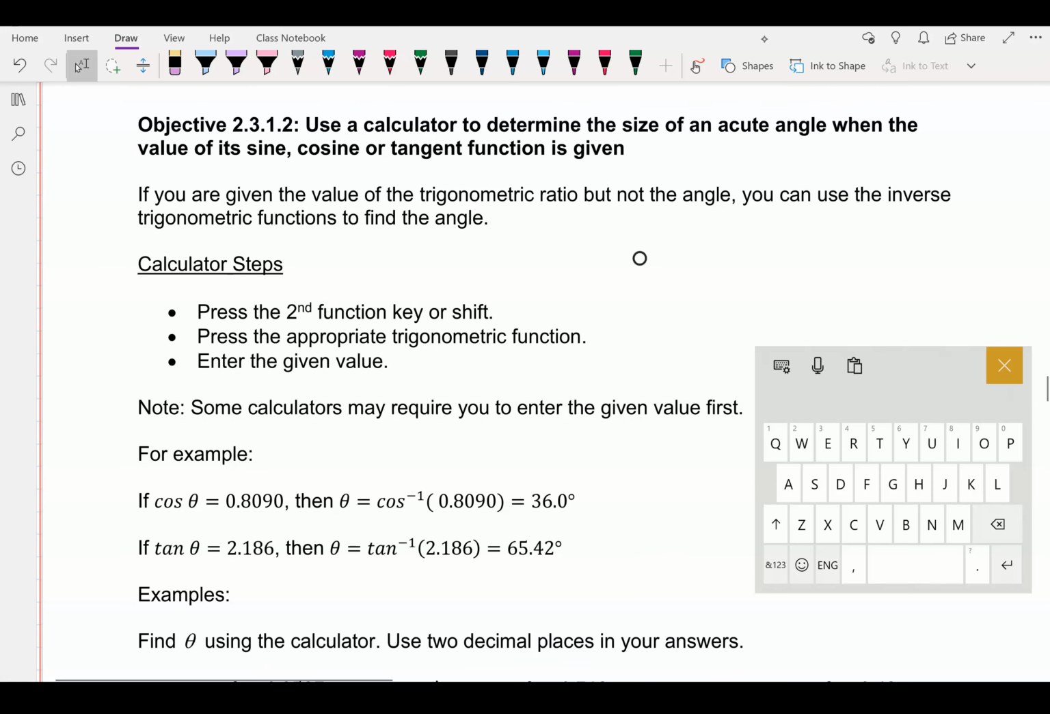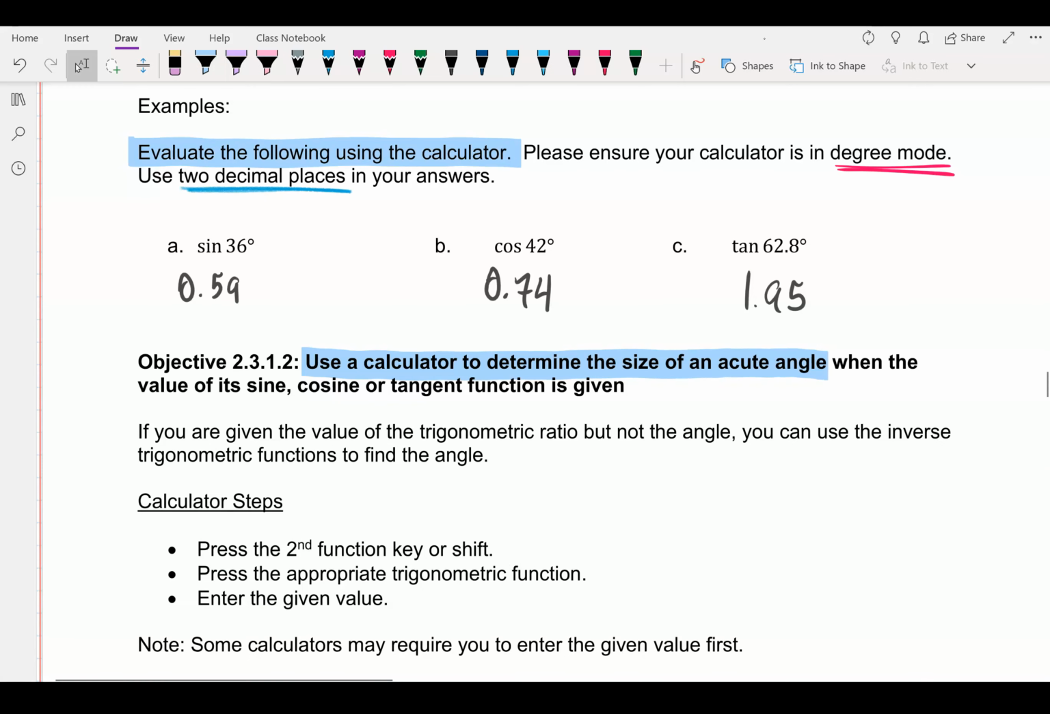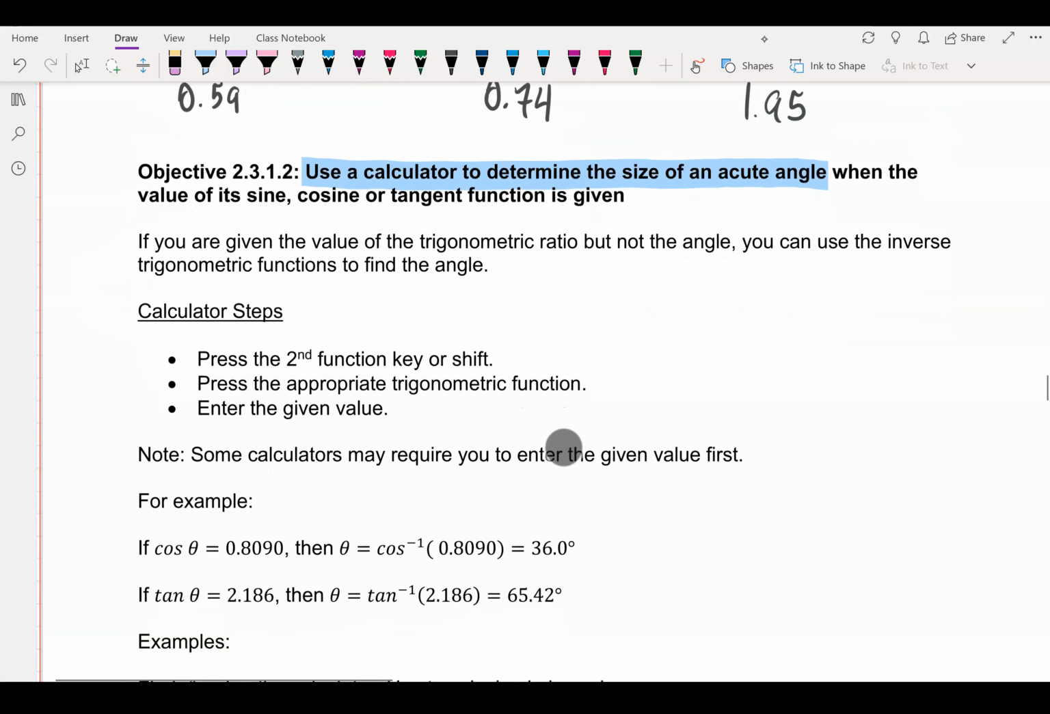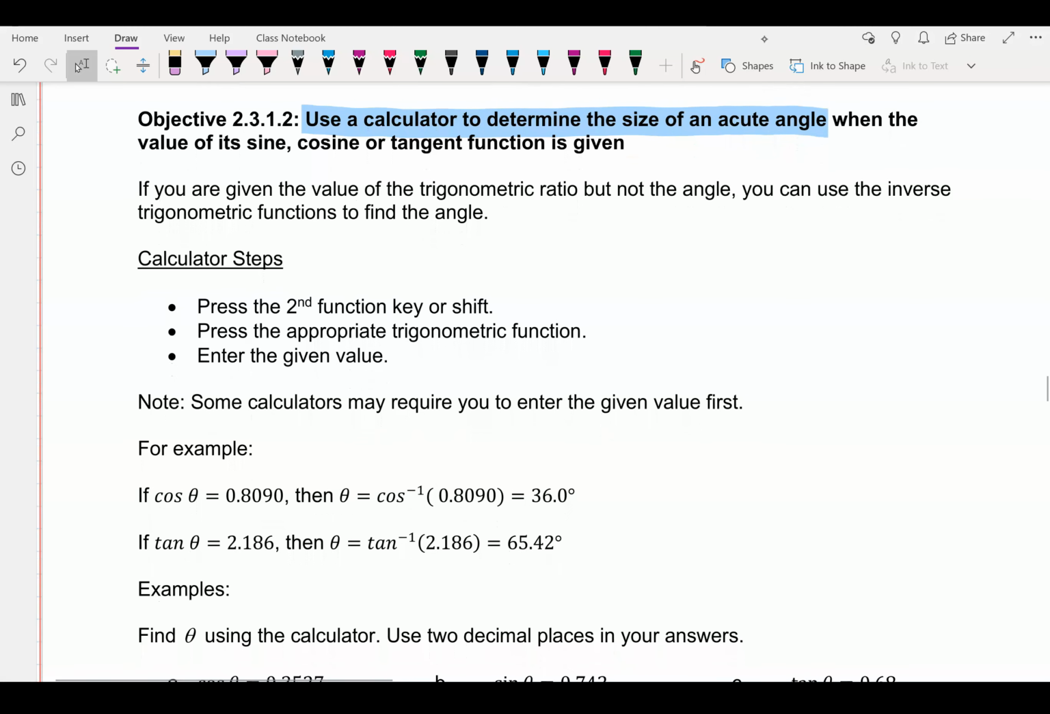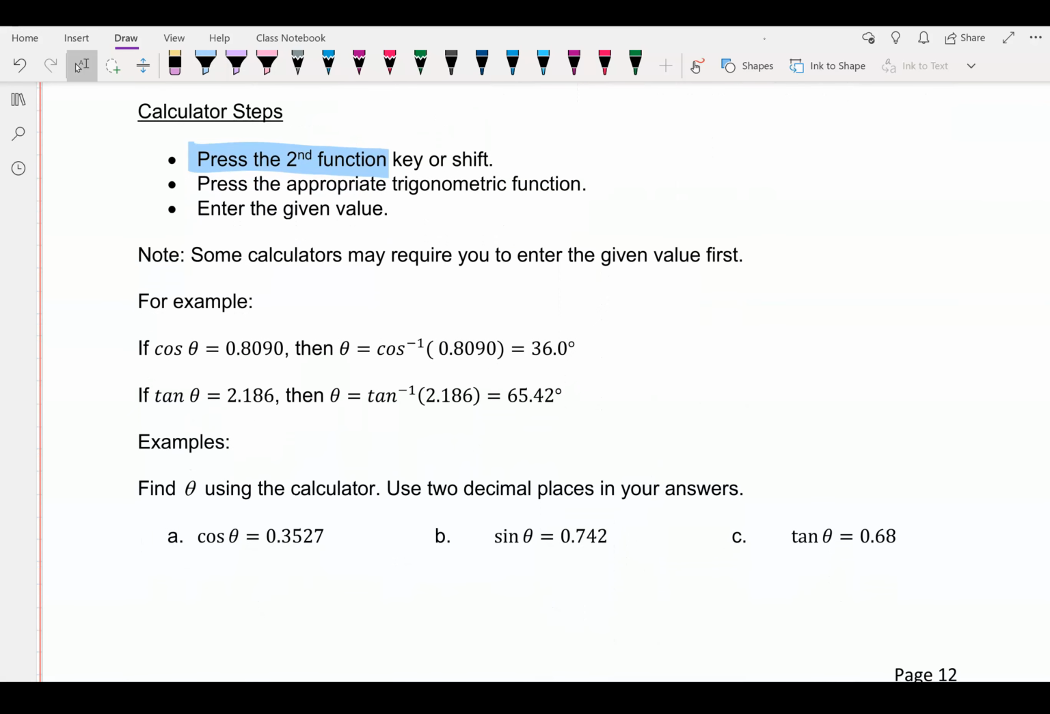To go backwards is quite simple. By backwards, I mean we're going to use a calculator to determine the angle itself, not the ratio. Again, these answers that we're getting here are actually ratios. They can be given as fractions, though in this case it's not going to be fractions. The steps are to press the second function, or shift, depending on your calculator, put in the function, and enter the given value. You can read this yourself, but let me show you how it actually works.